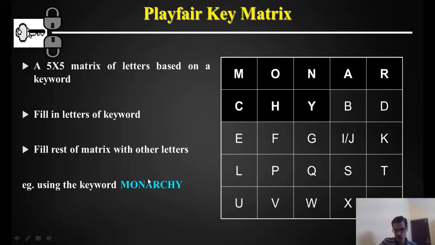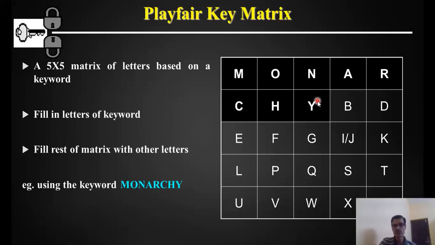Usually we arrange the alphabets, by using that particular keyword, in a 5x5 matrix. We have to fill those cells of the 5x5 matrix as shown on the right side. We start with the alphabets of the keyword, monarchy. We start by filling this in, monarchy. Okay, we end up here.